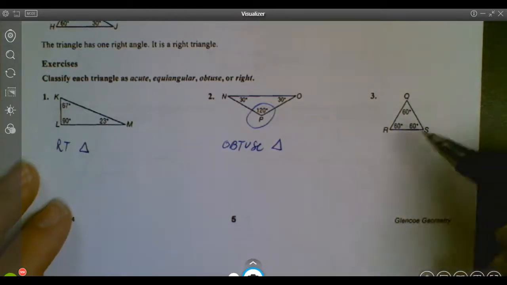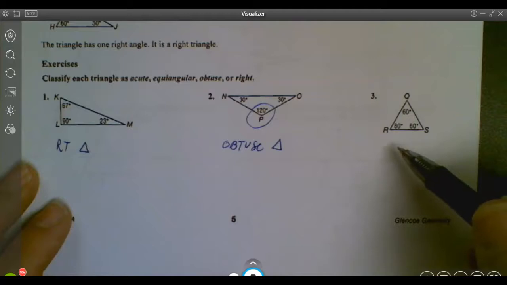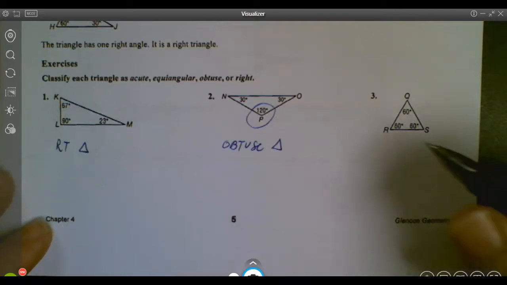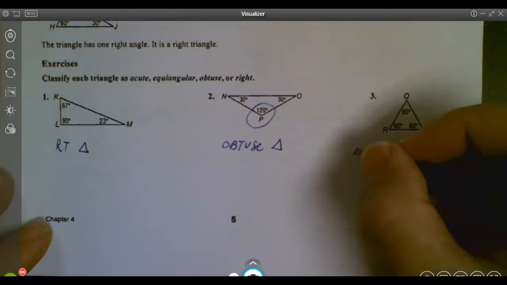Again, guys, this is considered an acute triangle. But when you see the 60-60-60 going on, we want to give it the special type of an acute triangle that it really is. So it's not wrong to say that it's acute, but because we can be more specific and go as far as saying it is equiangular, then we want to go that far. So equiangular.